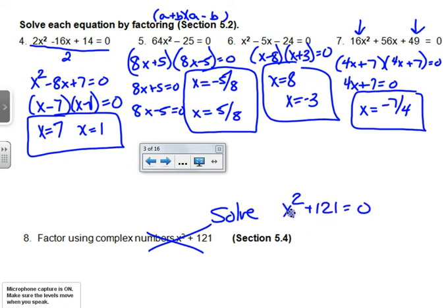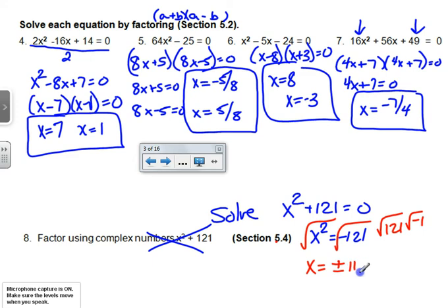Since there's only one x in this problem, I'm going to isolate it. So first I'm going to subtract the 121, and then I'm going to square root both sides. And negative 121 can break into 121, which is a perfect square, times a negative 1. So my answers are plus and minus. Square root of 121 is 11, and then square root of negative 1 is i.